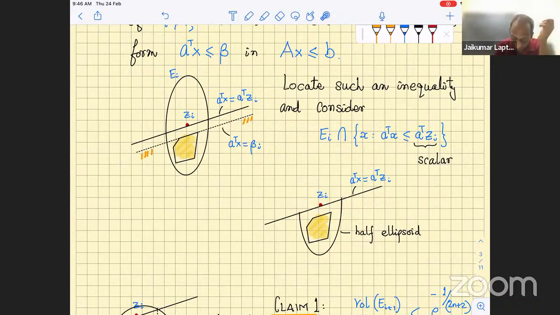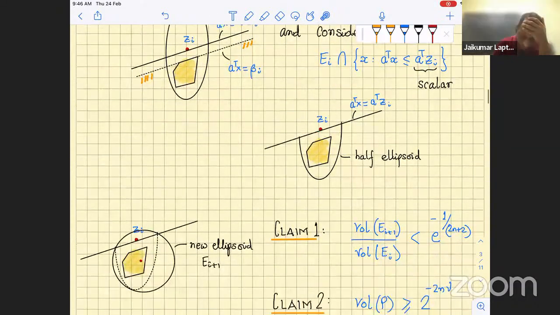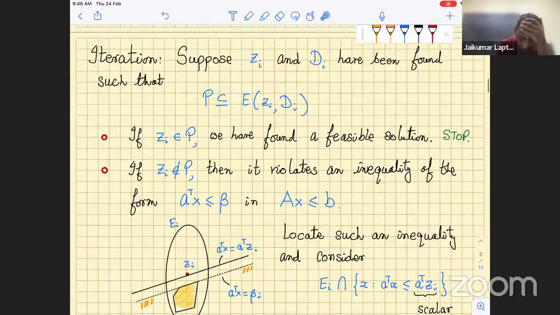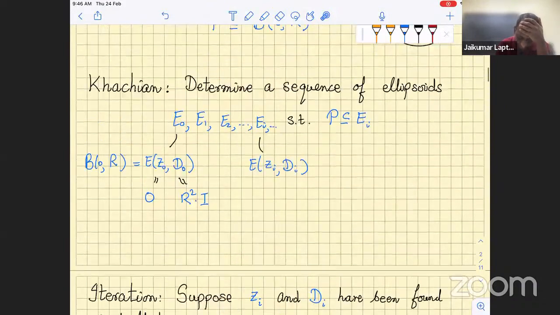Now that ellipse, its center is not here anymore. It has probably shifted somewhere in this direction, maybe here. So we ask again if that new center is inside this polytope, which is bounded, and we get an answer. And we keep repeating. And there were two claims. Let me just see if I missed anything that I should have said. Yeah, this is fine.